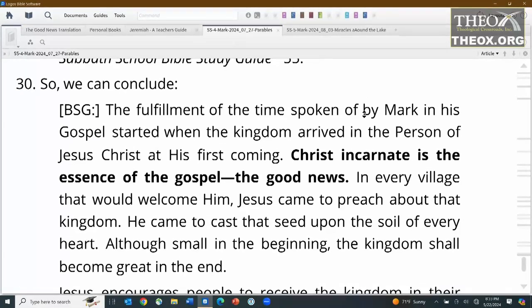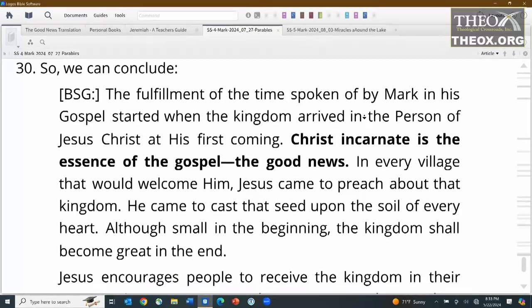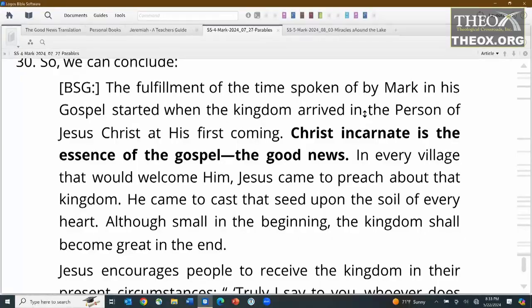Christ incarnate is the essence of the gospel, the good news. And every village that would welcome him, Christ came to preach about that kingdom. That he came to cast the seeds out upon the soil, and we're coming to an end.